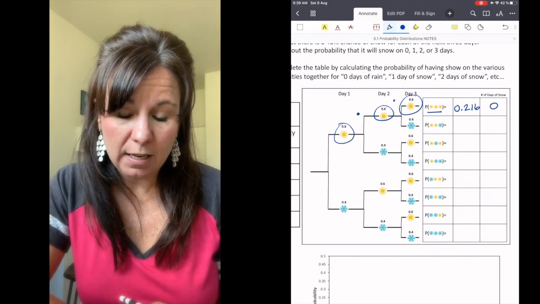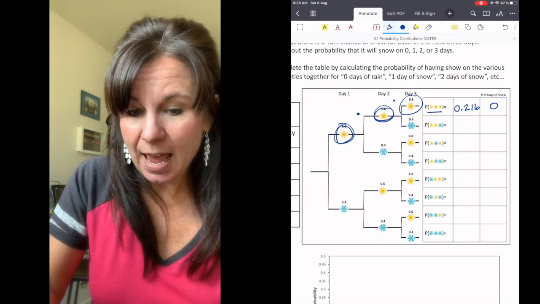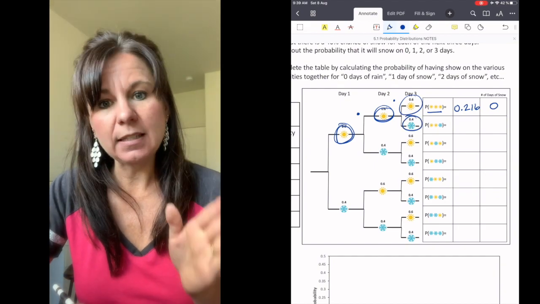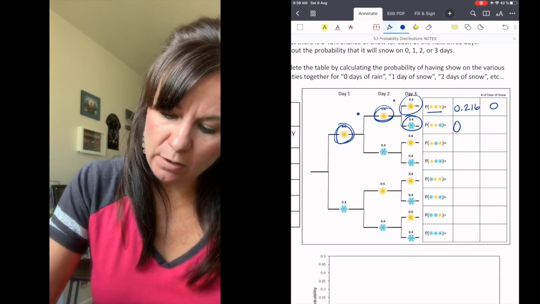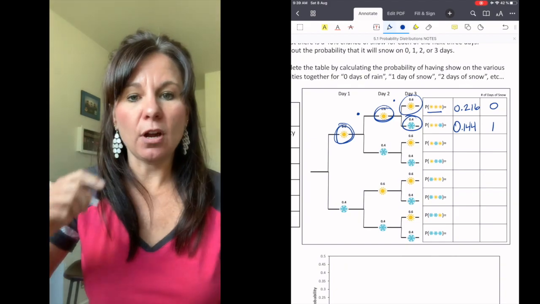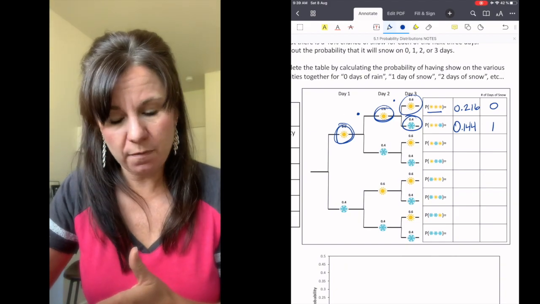Well, what happens if you've got a day of sun and a day of sun and then a day of snow? We've got 0.6 times 0.6 times 0.4. So that's 0.144 for 1 day of snow. And continue on until you have this whole tree diagram filled out.